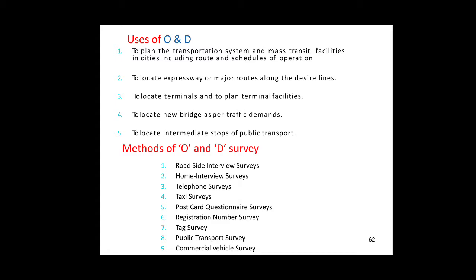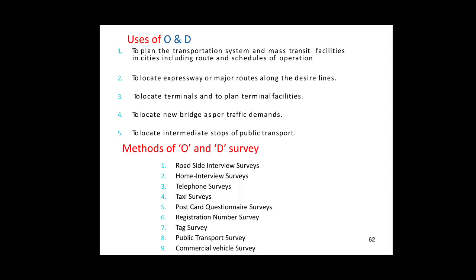Next, the location of a new bridge as per the traffic demands. And fifth one is to locate intermediate stops of the public transport. So, if it is known that at a particular station or at a particular destination, the total number of users from the starting point to this particular destination is more than on that given route, it can be planned that an intermediate stop of the public transport can be provided.